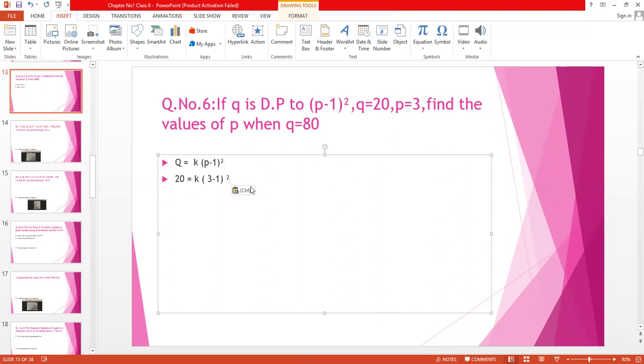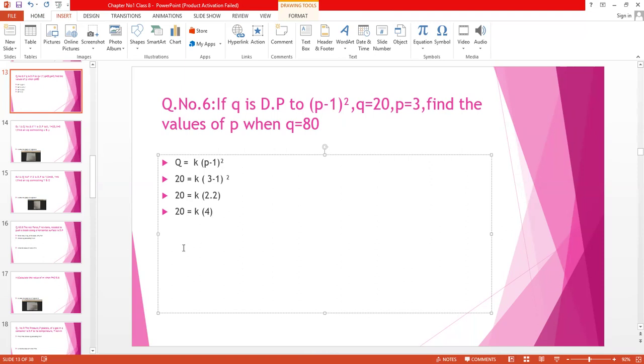Clear? Now we have to solve. So 20 is equal to K. 3 minus 1 is equal to 2, and we take its square, so 2 into 2. Again, we write 20 is equal to K, and 2 twos are 4.